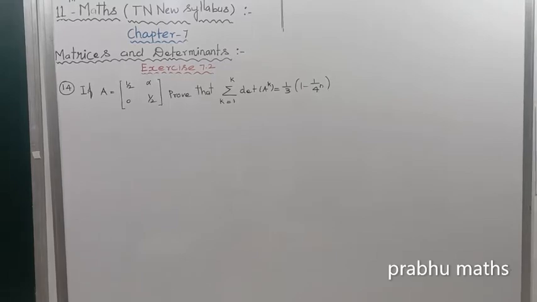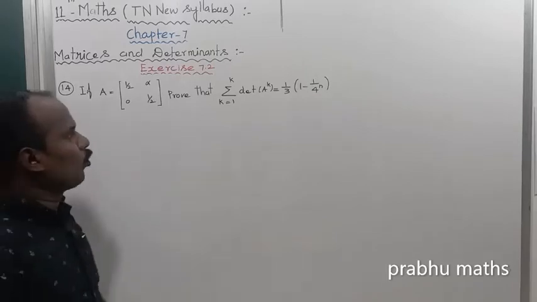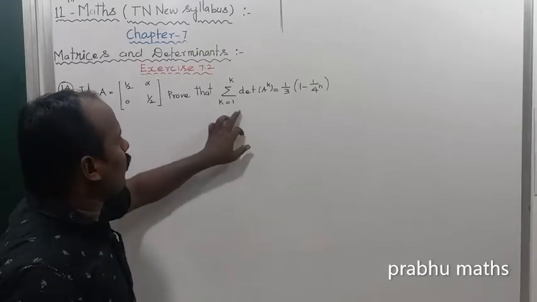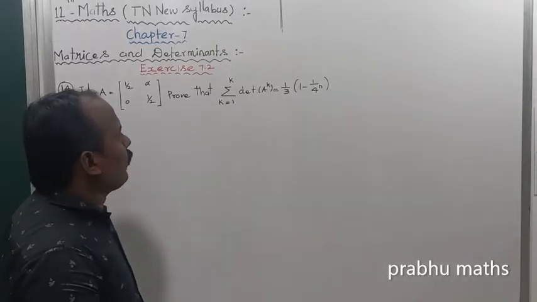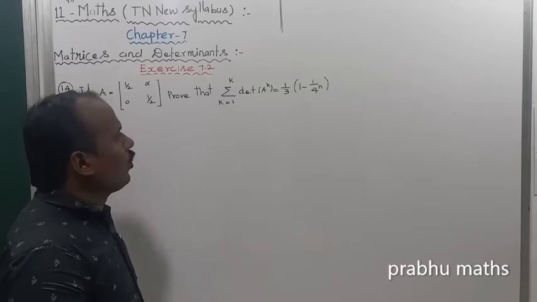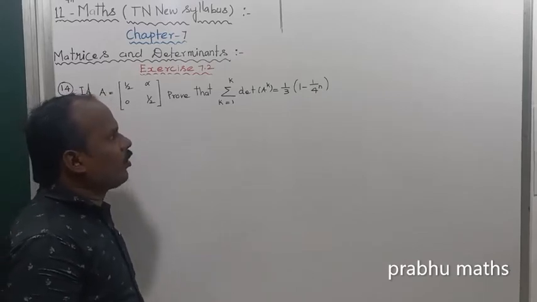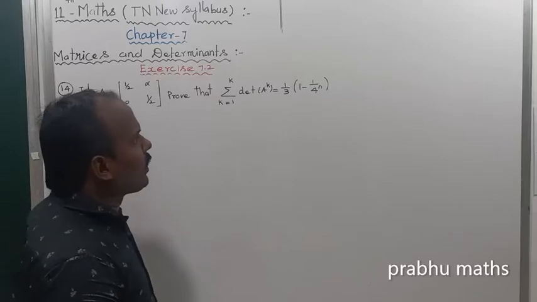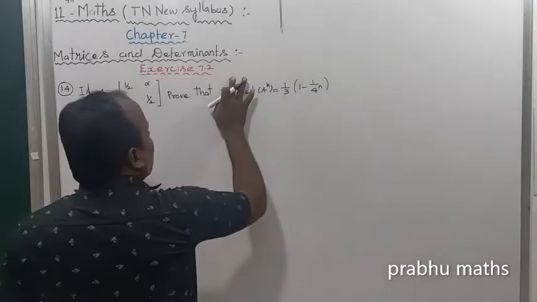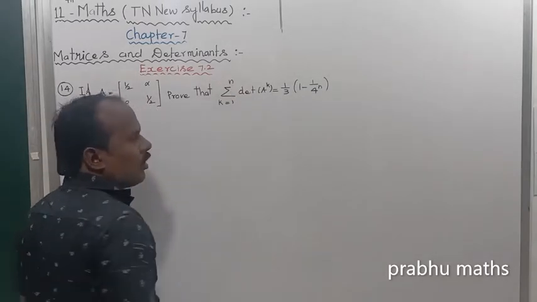Exercise 7.2, 14th sum. If A equals a 2 by 2 matrix, then prove that the summation of det of A power k, k varies from 1 to n, is equal to 1 by 3 into 1 minus 1 by 4 power n. We get the solution. Okay?